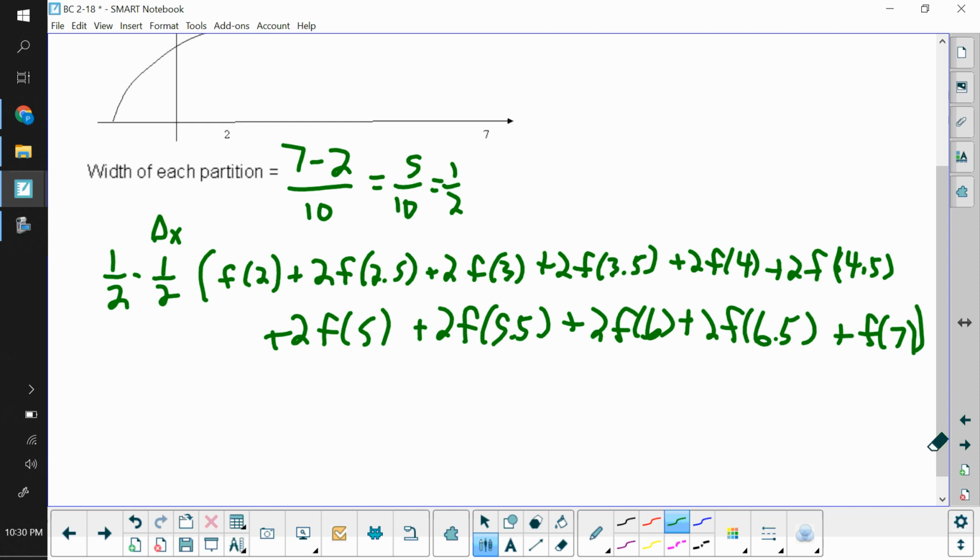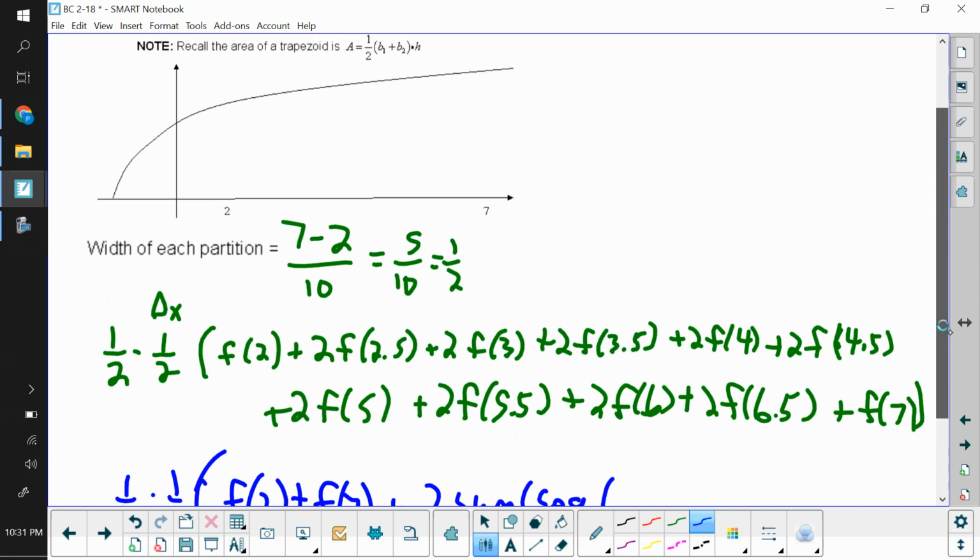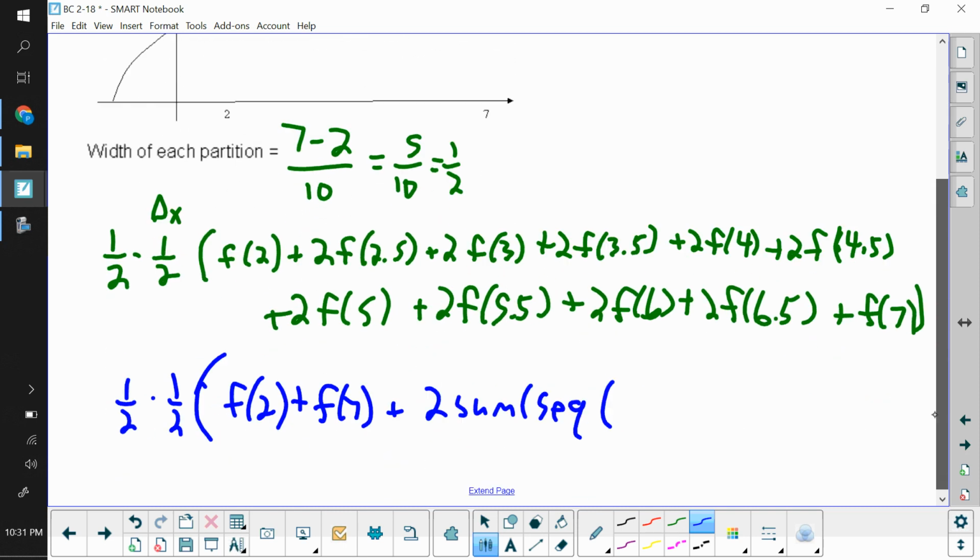So this would be a pain to have to do in the calculator all the way. So what we could do is we could do 1/2 times 1/2, and you could put that in as a fourth if you wanted. We're going to do f of 2 plus f of 7. But then all the ones that have a 2 in front, we can do with a sum sequence. So we'll put the 2 out in front. We'll have sum sequence. We got to tell our equation that we were working with, which was the square root of x plus 2.